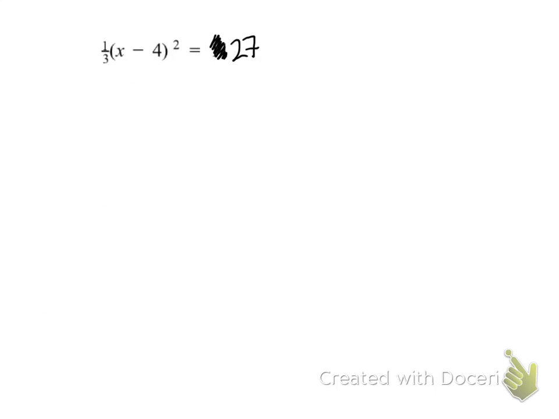And the last one of these kinds of problems is equal to 27. So I need to get what's being squared alone before I need to undo everything to get back to the x. So the first thing I need to do is get rid of that 1/3. I can't distribute that 1/3 in because of the power on the parentheses. So then I get x minus 4 quantity squared equals 81.